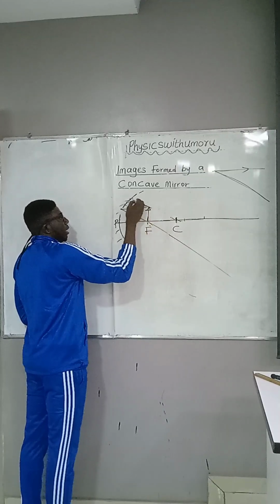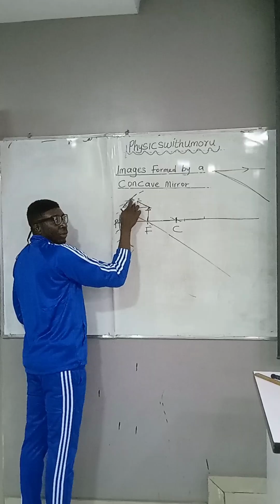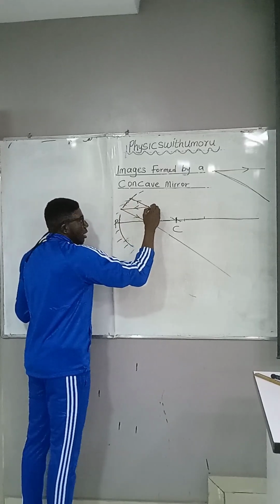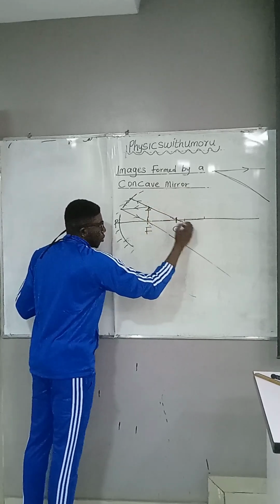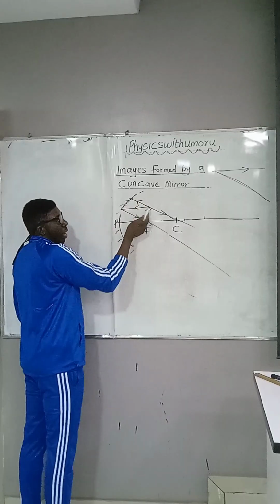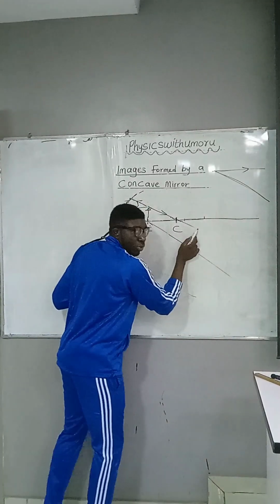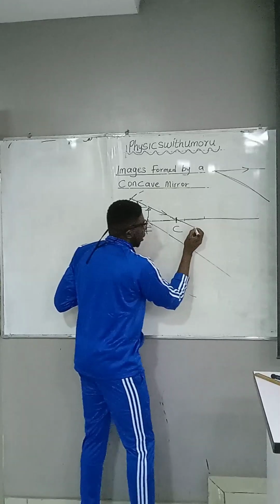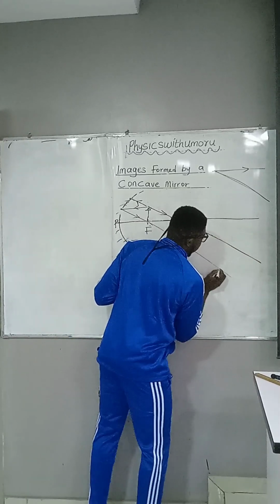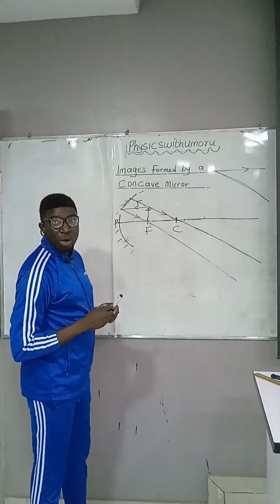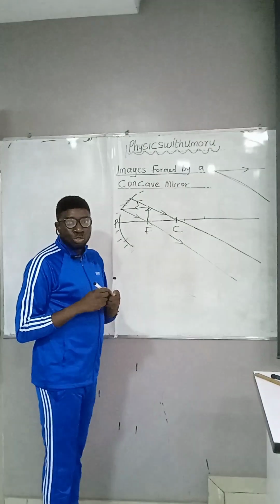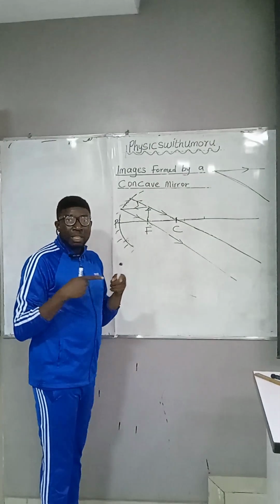So this will be your diagonal ray, the incident ray. And when it hits the edge of this mirror, it is going to return back through what? Through C. So this is the reflected ray, and this is the incident ray. And you notice that if I extend this reflected ray downward, for the image to be formed, the two reflected rays must intersect.